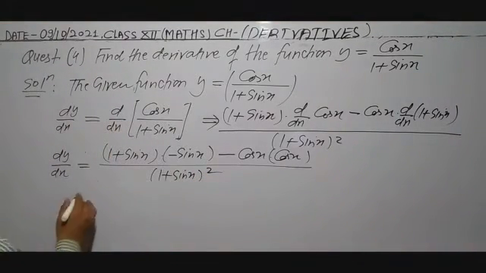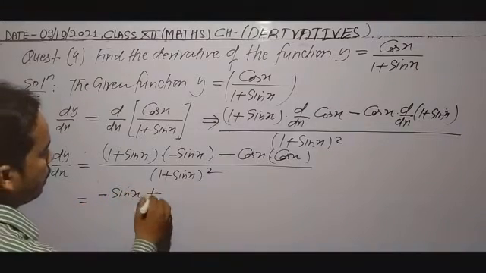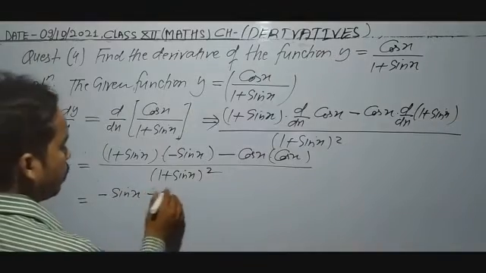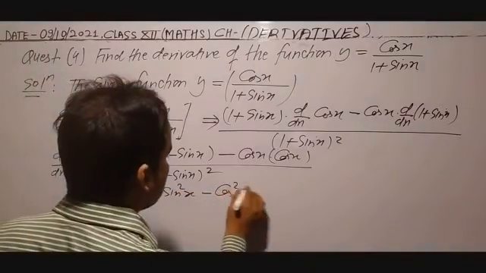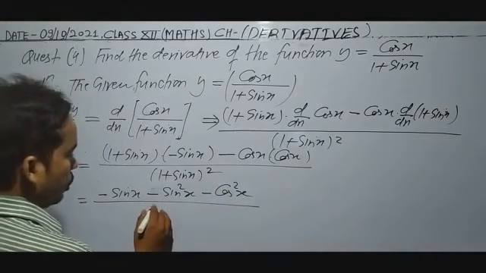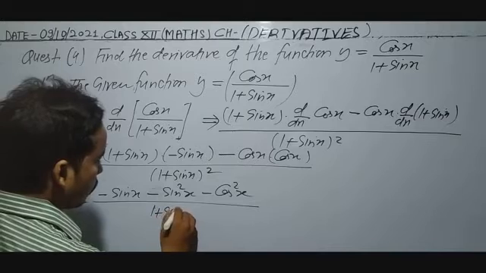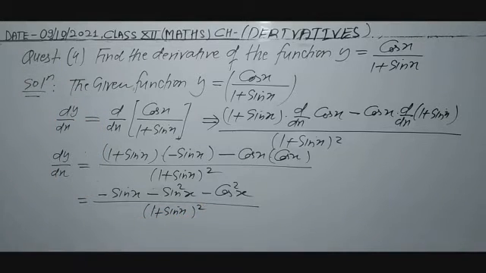Now multiply: minus sin x minus sin square x minus cos square x, whole upon (1 plus sin x) whole square.